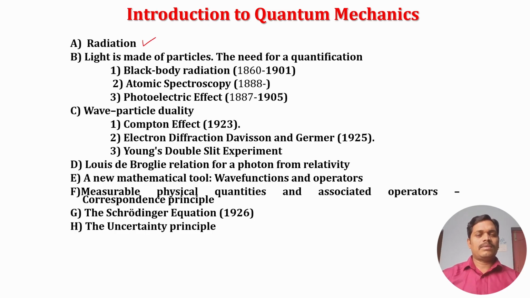Light is made up of particles. That idea needs some quantification. For that, the initial suggestion was given in 1860. It is black body radiation, followed by atomic spectroscopy and the photoelectric effect. And for wave-particle duality, the important concepts introduced in 1923 are the Compton effect and electron diffraction, also studied by Davisson and Germer, followed by Young's double-slit experiment.